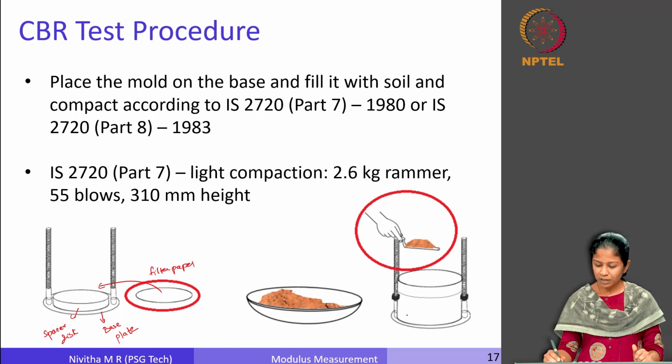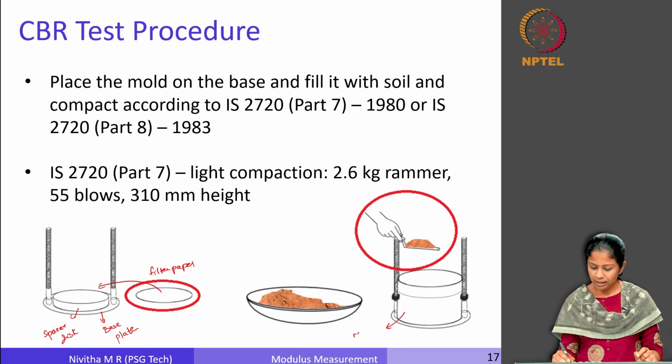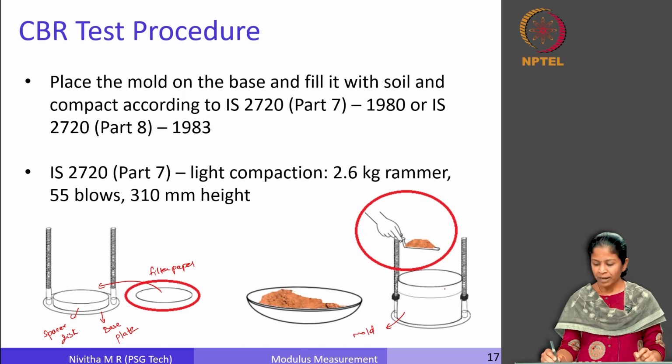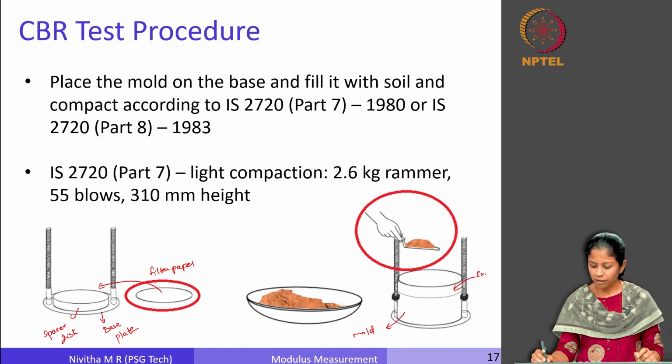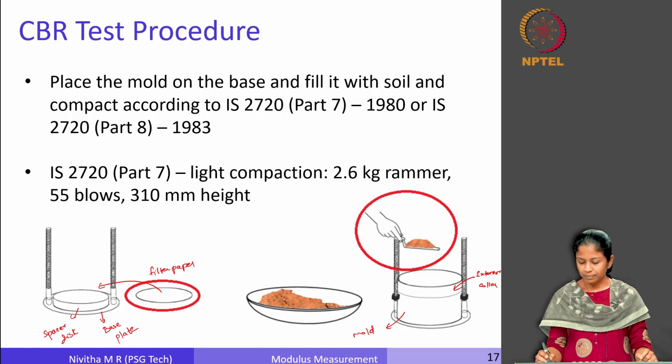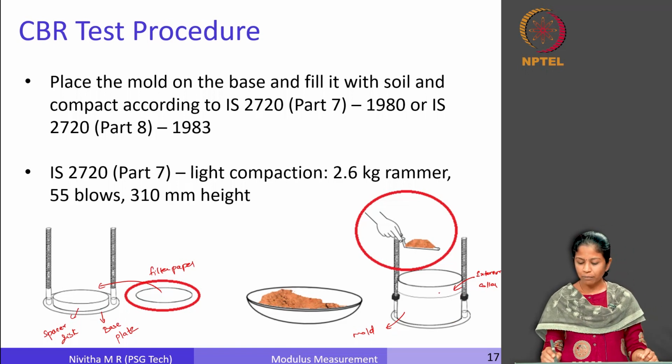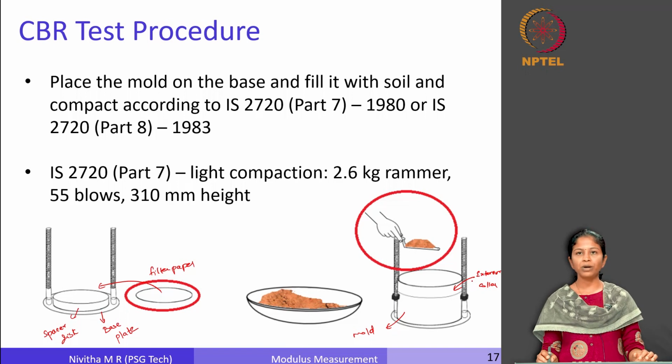So, this is the first setup. On this filter paper I am placing the mold, and this is my extension collar. Once I place this, I am going to put in the soil here. So, this is the setup that we are going to use for compaction. So, how are we going to compact?